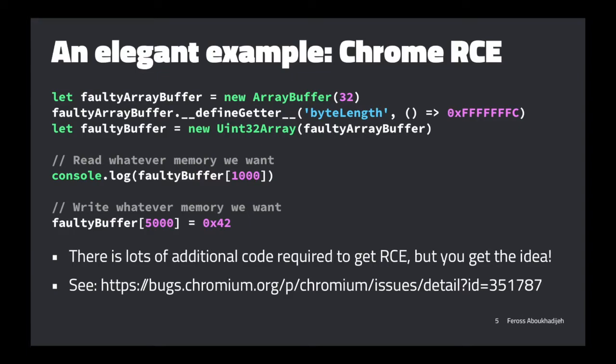Similarly, we can write whatever memory we want. And so now, by reading and writing, we can literally take over the entire Chrome process and make it do whatever we want. So really bad, right? Does everybody follow this? Cool. There's a lot of extra code to actually get full remote code execution, but this demonstrates the fact that you can read and write whatever memory you want, and you can imagine from there figuring out the way the memory is laid out and figuring out how to get RCE from that.